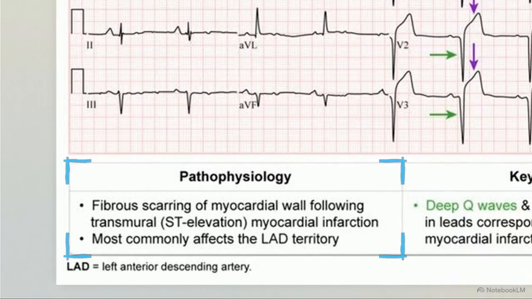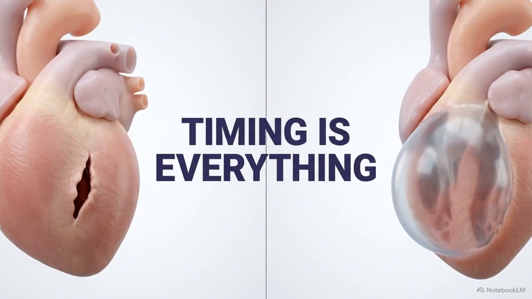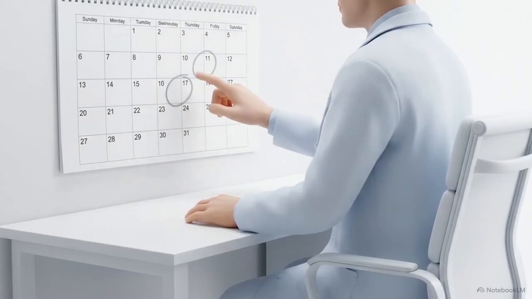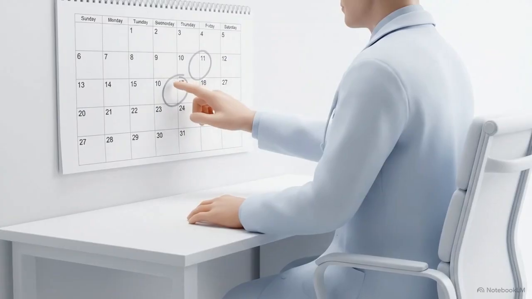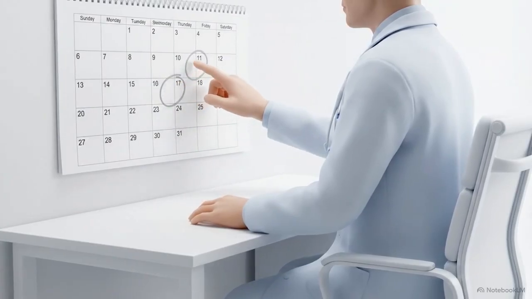The clinical presentation of post-infarct failure is inseparable from the timeline. Identifying the specific interval between the initial occlusion and the onset of new symptoms allows for the precise diagnosis of the underlying mechanical pathology.